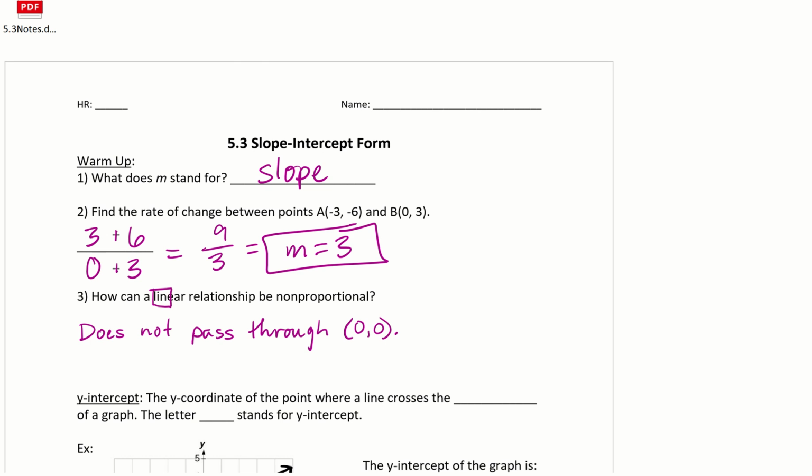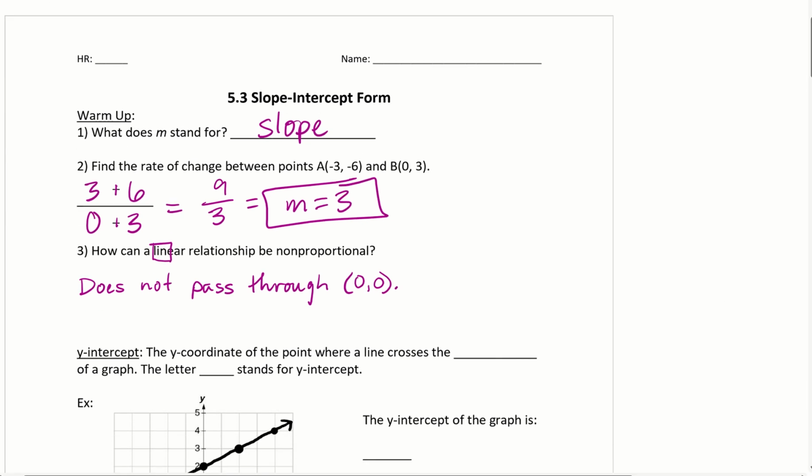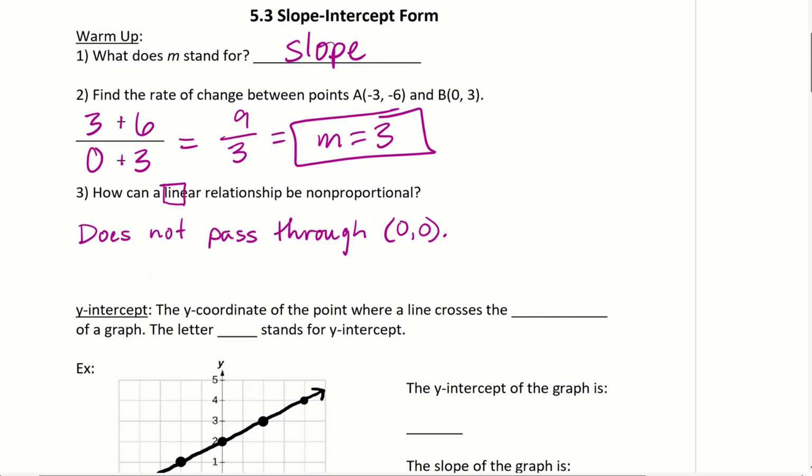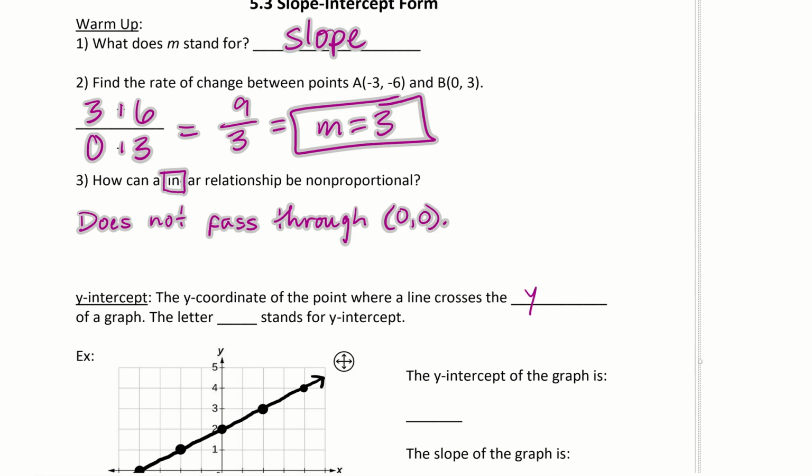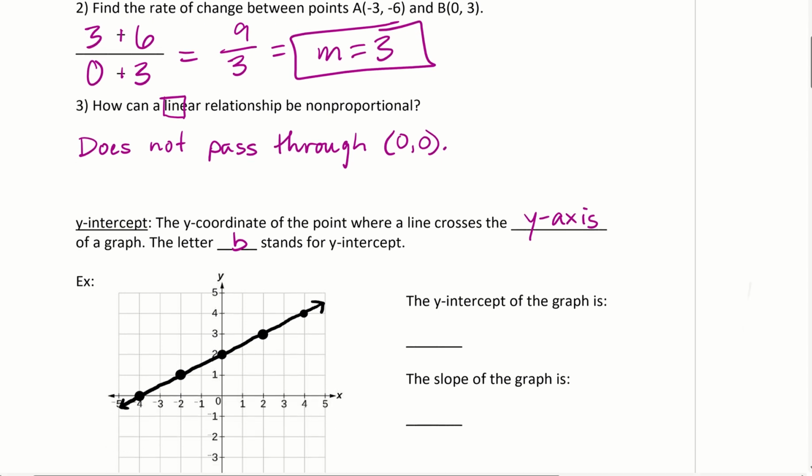So we'll go ahead and jump into some slope-intercept form stuff, but we should already be pretty comfortable with numbers 1 through 3 there. The y-intercept is the y-coordinate of the point where a line crosses the y-axis of a graph. The letter b stands for y-intercept. I don't know why it's the letter b. Kind of strange, but that's what it is. So we're just going to stick with that.